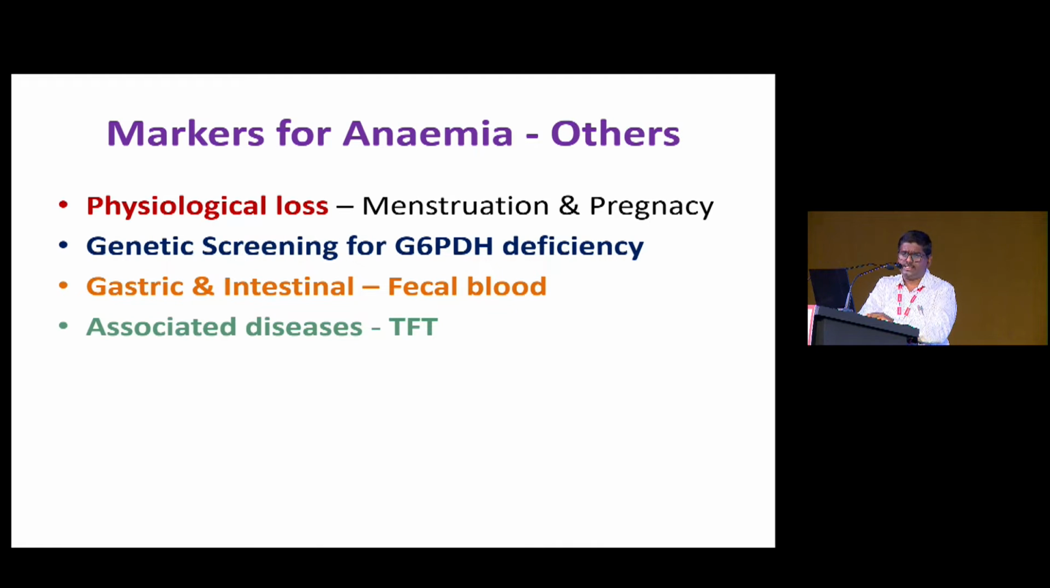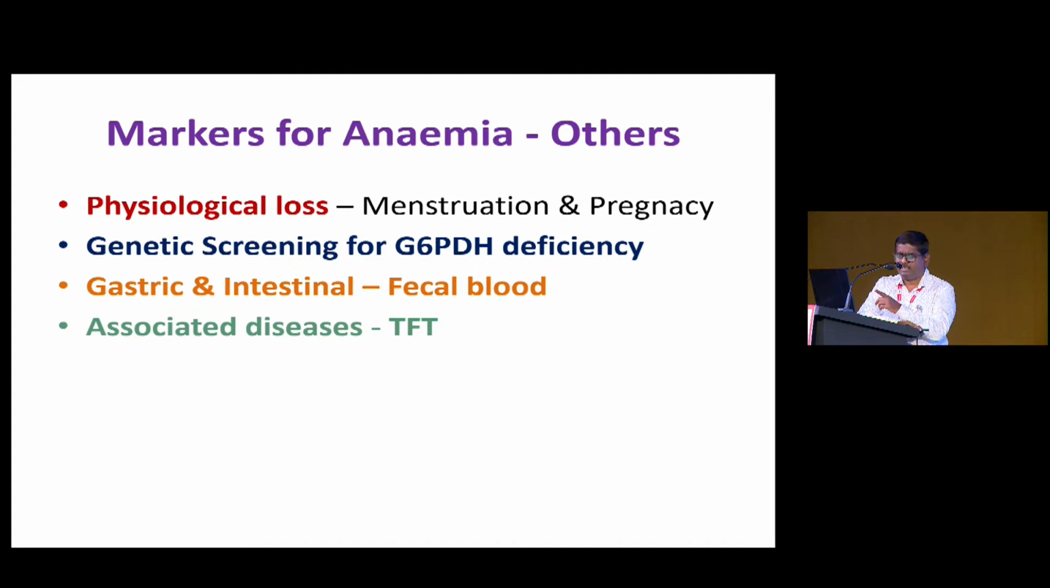And associated diseases, thyroid. Thyroid is very much important. The previous speaker this morning spoke about the association of thyroid with pregnancy as well as anemia. So in pregnancy we have both hypothyroidism as well as anemia. Apart from thyroid, we should always look at the renal function. Why renal function? Because erythropoietin, which is an important stimulator for erythropoiesis, is synthesized and secreted from the kidneys. So we should screen for renal function also.